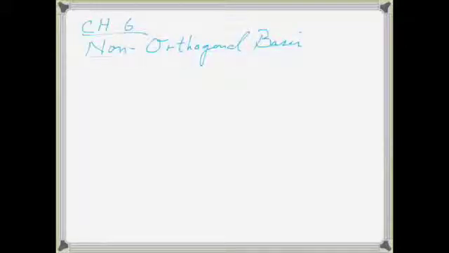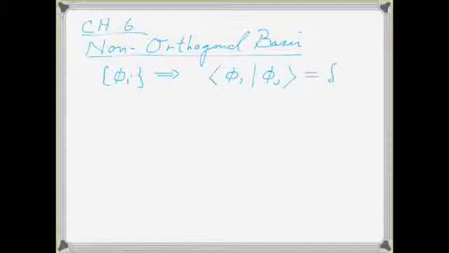Okay, so chapter 6. What happens when you have to deal with a non-orthogonal basis? Up until this point, we've had some localized orbital basis, and everything we've derived, all the expressions we derive, are based on the fact that these were orthonormal.